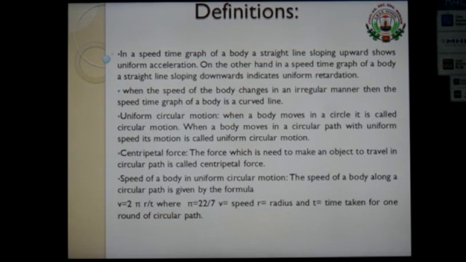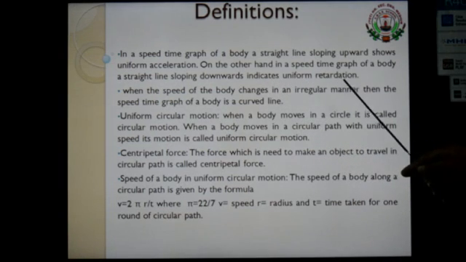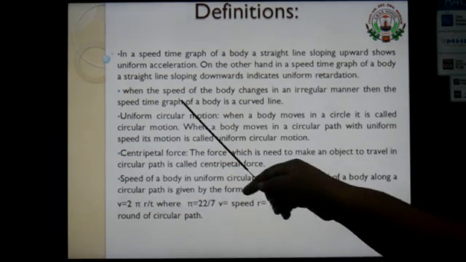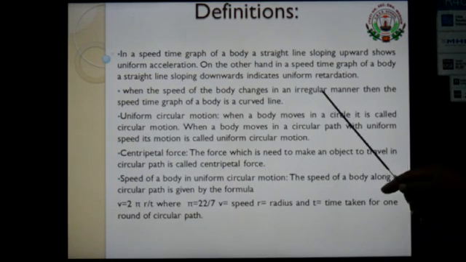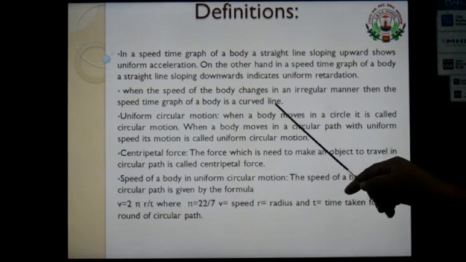Suppose the speed time graph of a body is a straight line sloping upward, then it shows uniform acceleration. And on the other hand, if the graph is a straight line sloping downward, that indicates uniform retardation. And if the speed of the body changes in an irregular manner, then the speed time graph of the body is a curved line.